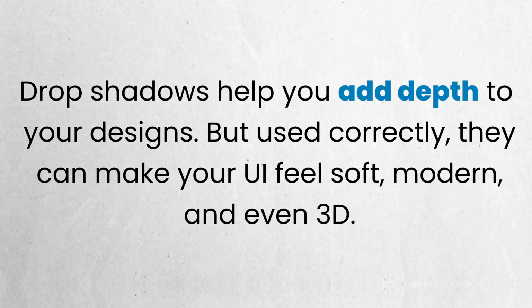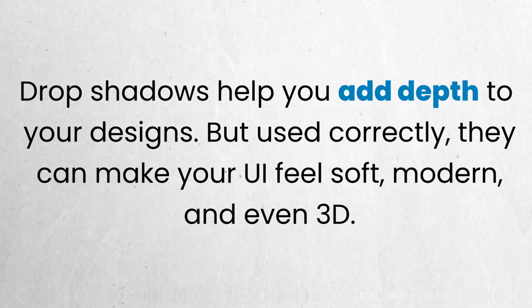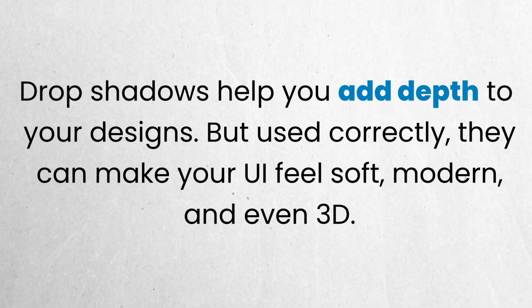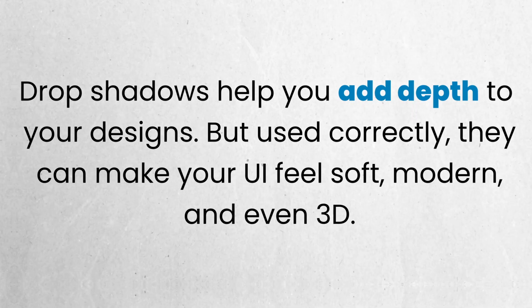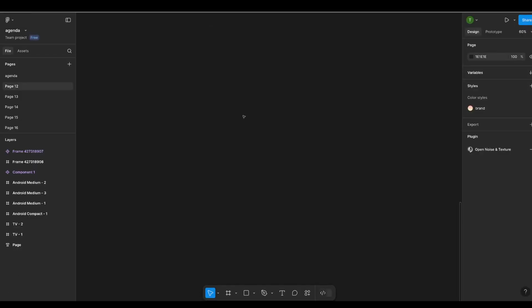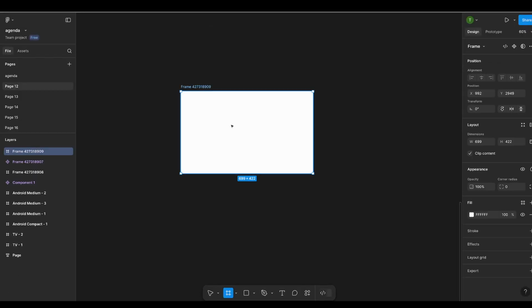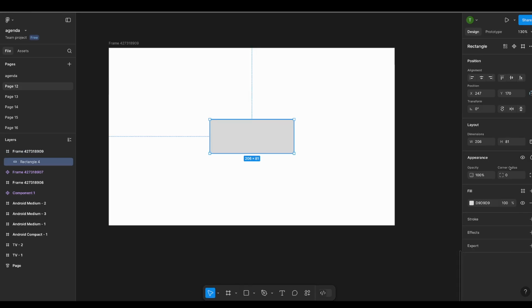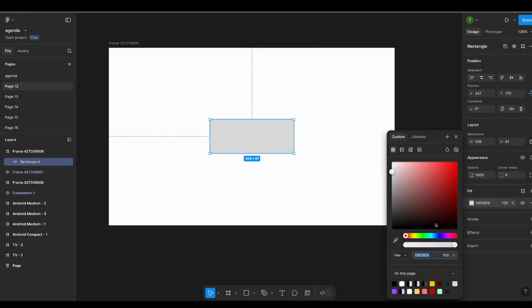Drop shadows help you add depth to your design, but used correctly, they can make your UI feel soft, modern, and even 3D. So let's take an example. Let's create a rectangular button inside a frame and we'll make it a bit rounded at the corner. And we'll change its color to purple and add a text in it.